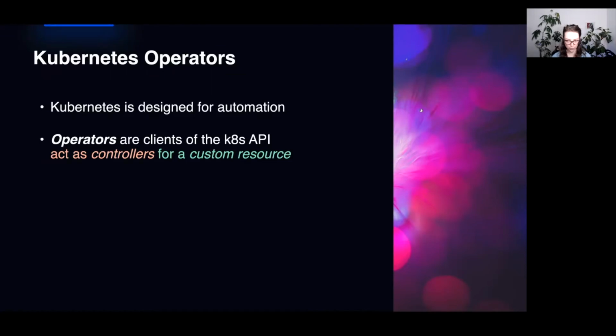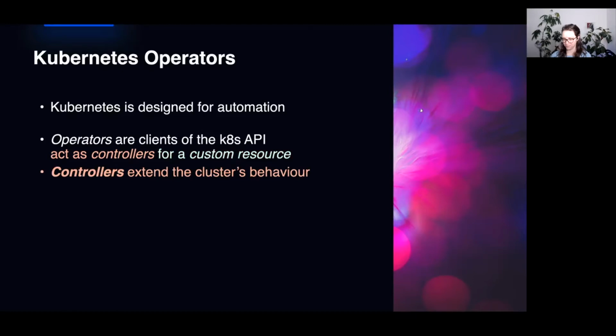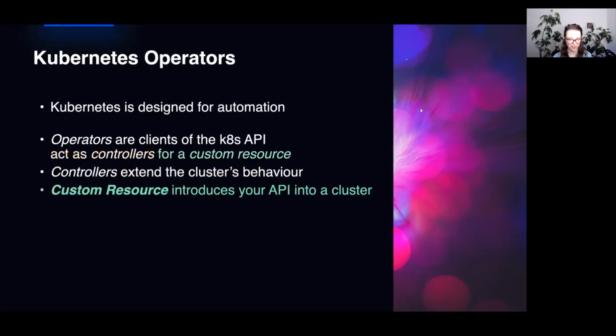They act as controllers for a custom resource. In Kubernetes, controllers are control loops that watch the state of your cluster, and then they make or request a change where needed with the purpose of moving the current cluster state closer to the desired state. A controller tracks at least one Kubernetes resource type. In our example, the operator is a controller for a custom resource.